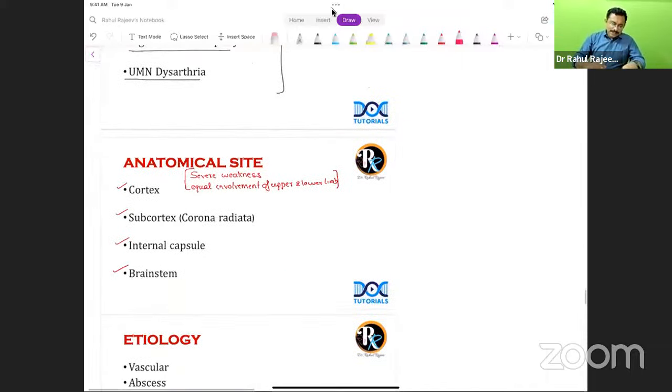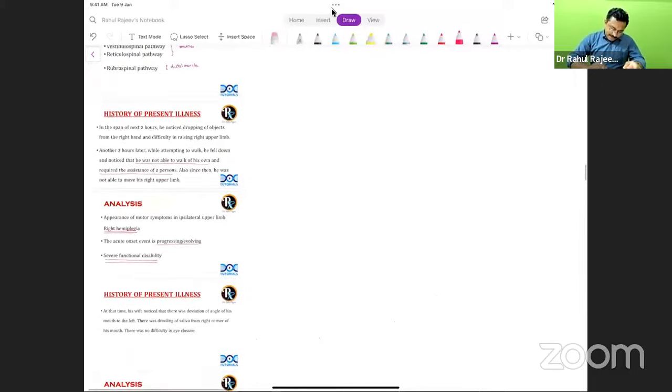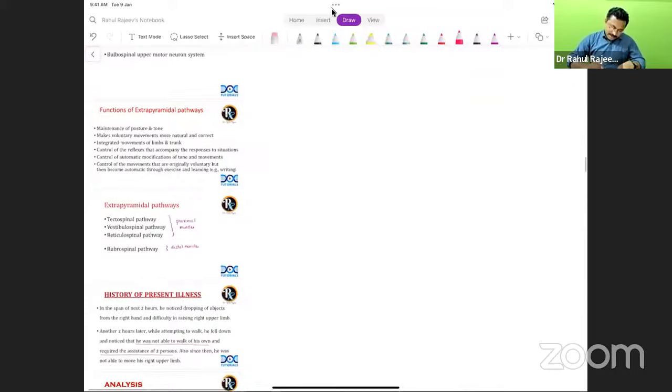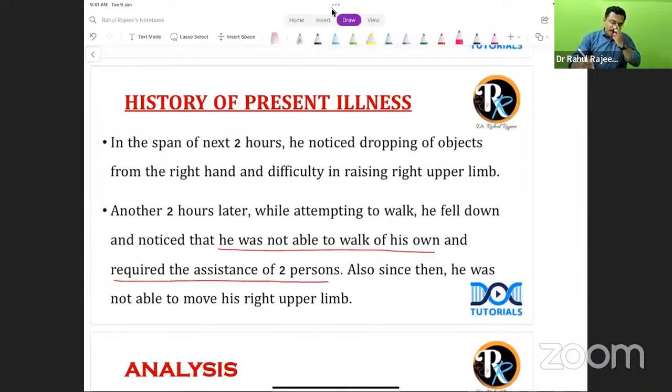Okay. There is one point I forgot to mention when I was describing the weakness. So just want to add one point to your note here. Sorry that I forgot to mention this. In that history, I told you, dropping of objects and difficulty in raising upper limb. So dropping of objects means what? Is it distal weakness or proximal weakness? Distal weakness. So if I have a difficulty in raising upper limb, taking something from above, that is suggestive of a proximal weakness.